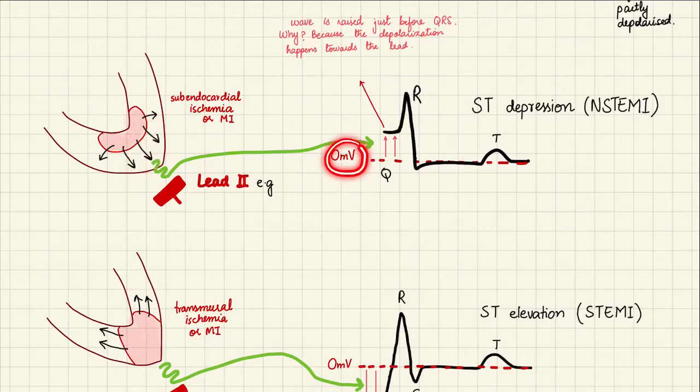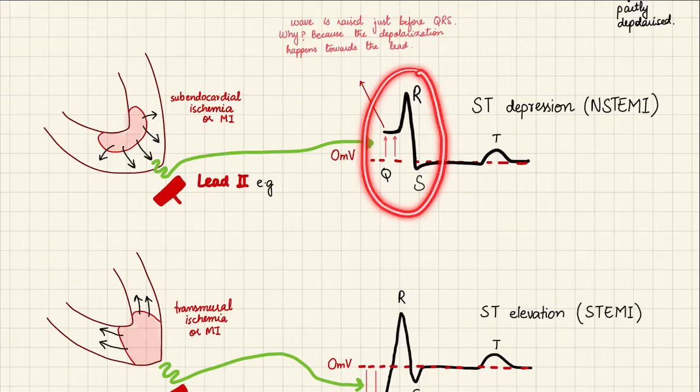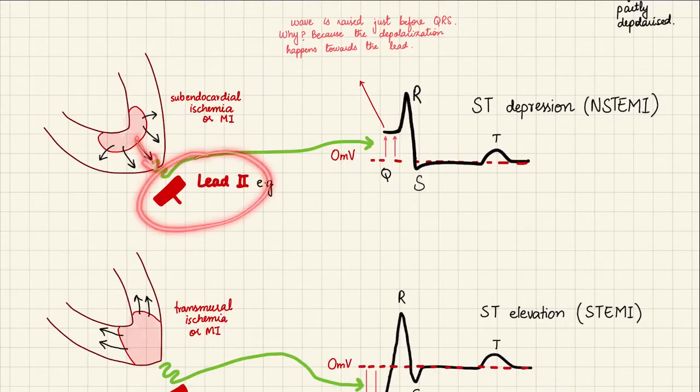This isoelectric point, which is 0 millivolts, is going to be raised. Why raised? Because we know that the QRS complex shows ventricular depolarization. But in this case, just before the QRS complex, one part of the ventricle is already depolarized. So this ECG lead is going to pick up this electrical activity, and since it is in the direction of lead 2, it is going to give a positive deflection, and this positive deflection is going to raise this wave above 0 millivolts.